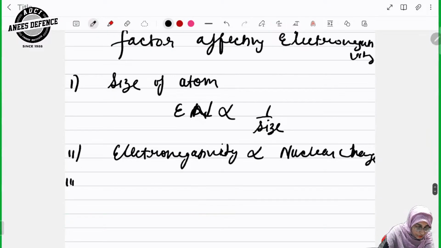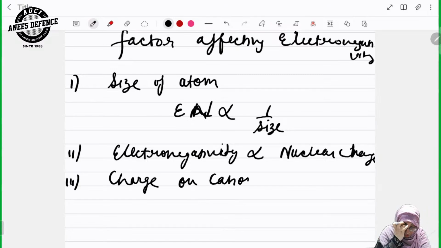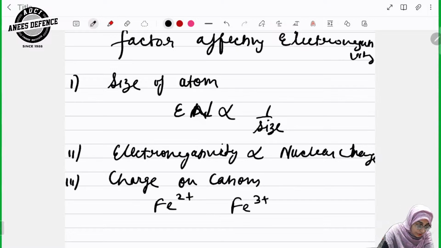Now, the charge on cations. What we see here is Fe2+ and Fe3+: which will have more electronegativity? The Fe3+ will have more electronegativity, because the more positive charge means it can attract more electrons.